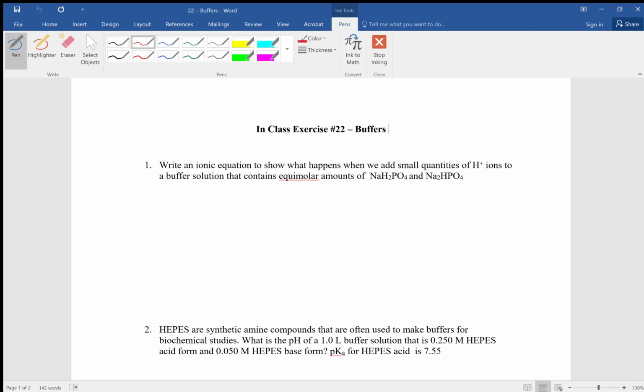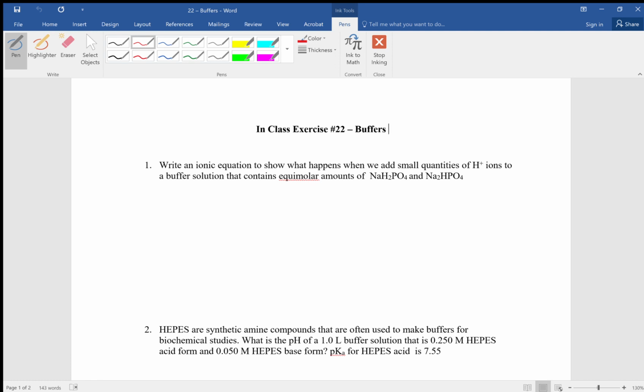Now here we're going to do some practice with buffers. In our first question, we're not necessarily looking for a calculation, but just for the chemical equation for what happens when we add H plus to a buffer solution.